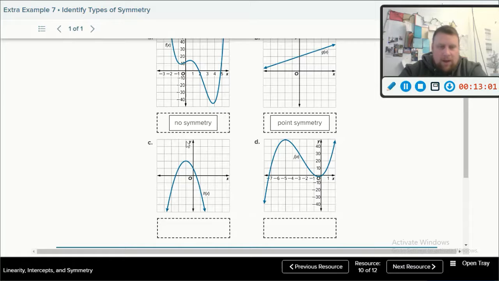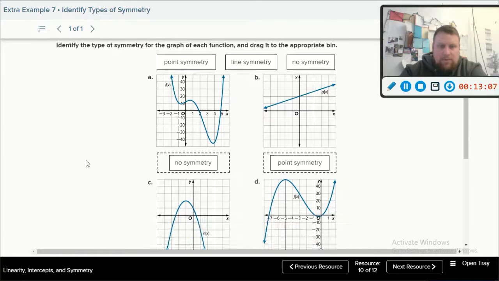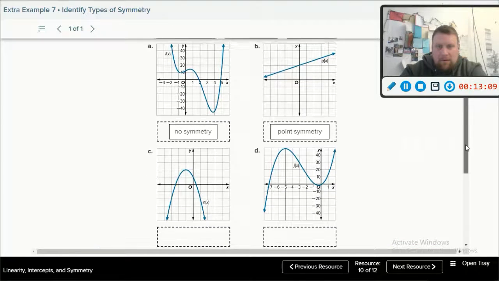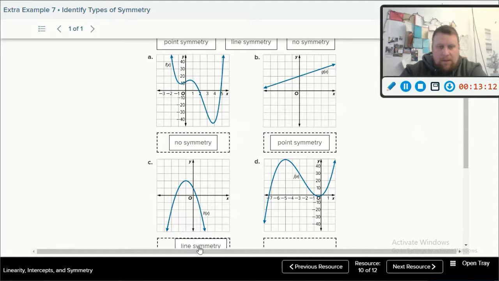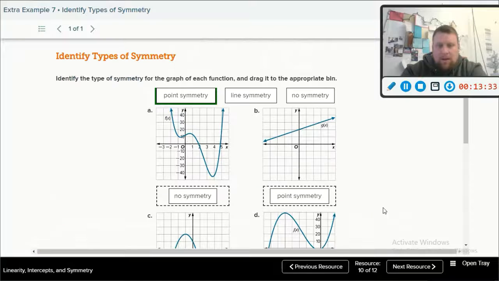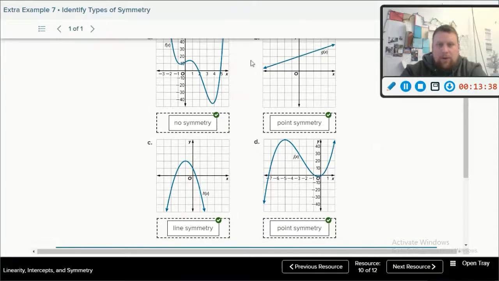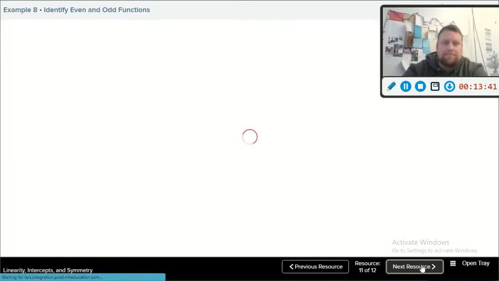What about down here? I could draw a line straight down the middle, therefore that is line symmetry. And then right here, I think I could put a point right about here, and I could rotate it, and that would rotate around and be point symmetry. Let's see how we did. Look at that. It all turned out right. So there we can see the difference between line and point symmetry.